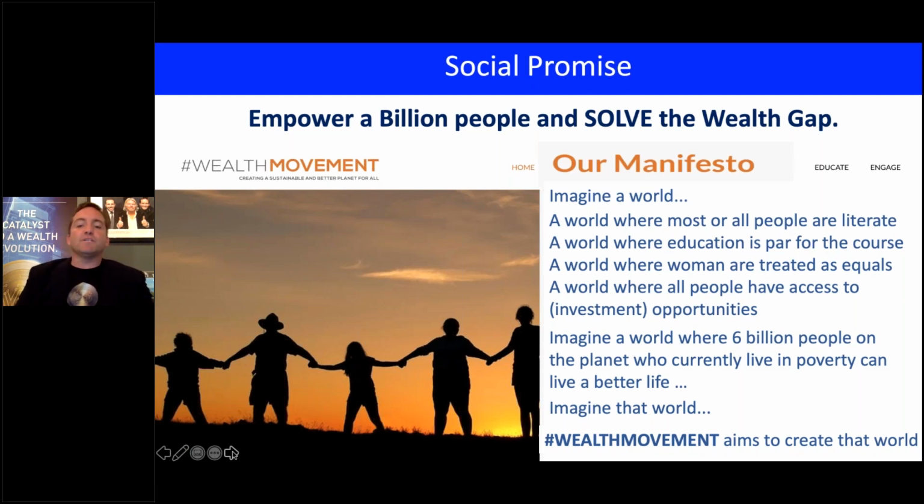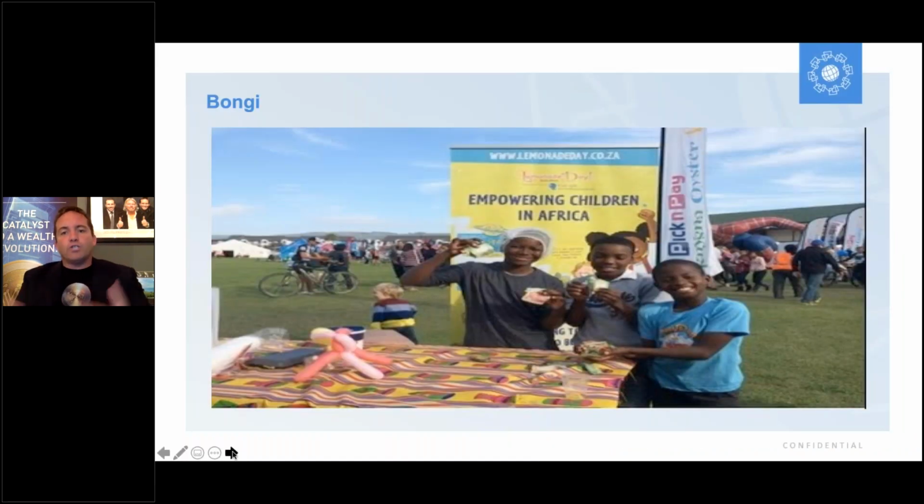And anyone that is part of the event, we contribute towards a young man called Bongi. We've got 3 legs to the Wealth Movement. We've got empowering children with entrepreneurship education. We've got financial education, empowering women with financial education. We call it Women in Wealth.